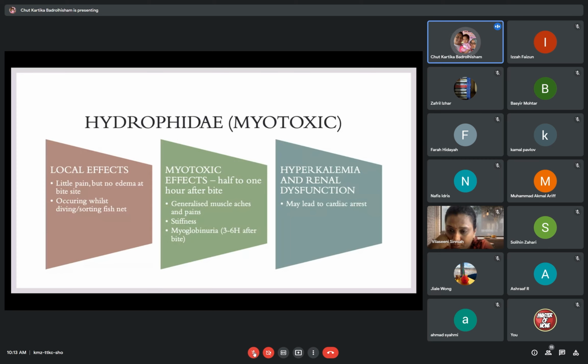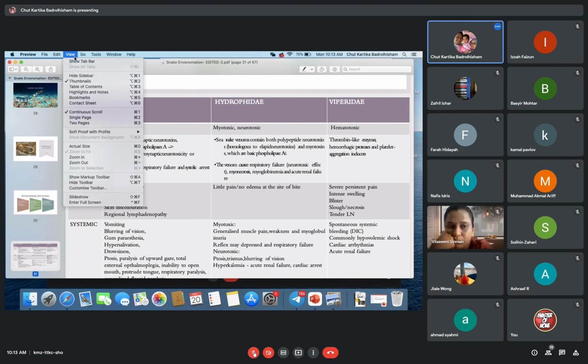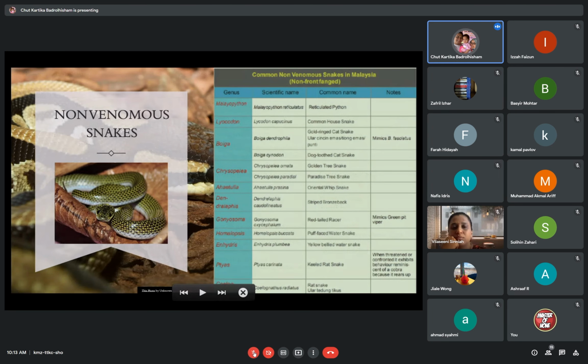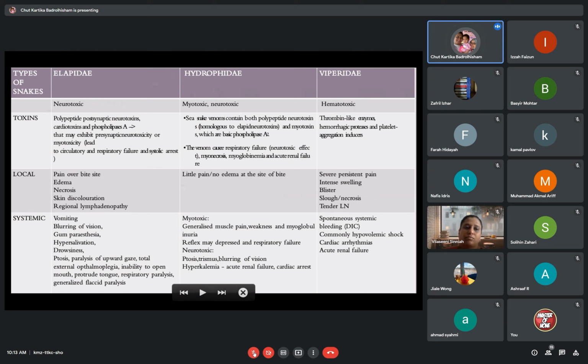Other than that are myotoxic effects. The patient may develop general muscle ache, pain and also stiffness. And also myoglobinuria, where the patient will tell you they have dark coloured urine. It may further develop into hyperkalemia and renal dysfunction, and may lead to cardiac arrest. So this table shows the summary of the local and systemic effects of Elapidae, Hydrophidae, and also Viperidae.